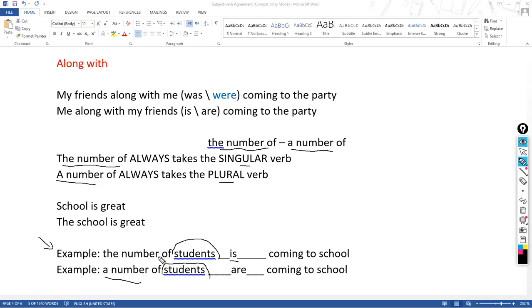The number of is all the time singular. This is why I use a singular verb. Again, I don't care about the noun if it is plural or singular. A number of, sorry, is all the time plural. So I use a plural verb.